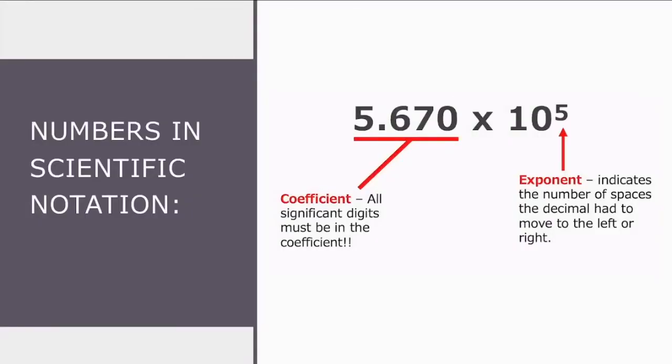So here is an example of a number that's written in scientific notation. This portion in the front, we call that the coefficient, and the coefficient will always contain all of the significant digits that were in the original number, and only the significant digits. And then the exponent back here indicates how many places we would have had to move the decimal to the left or the right. And we'll talk a little bit more about how we get that number in just a minute.